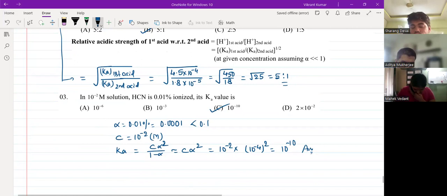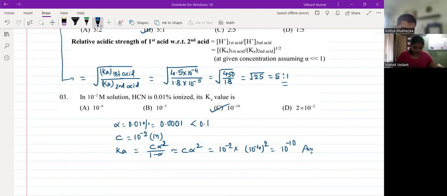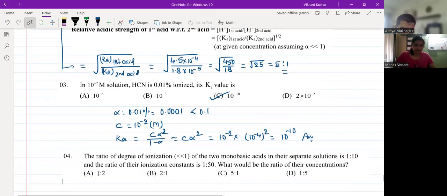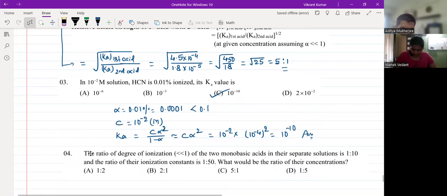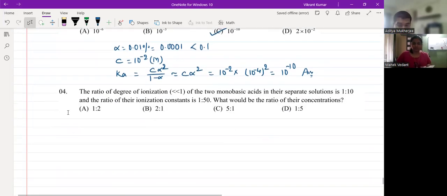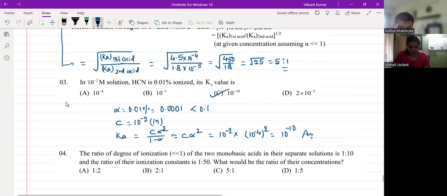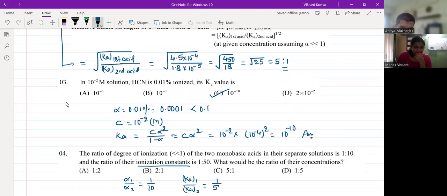Let's go to the fourth one. The fourth one is this question. Now, ratio of degree of dissociation of two acids like alpha 1 by alpha 2 is 1 by 10, and ratio of their ionization constants are Ka values, है ना? तो Ka of first acid upon Ka of second acid is given as 1 by 50, and alpha is much less than 1. What will be the ratio of their concentration?